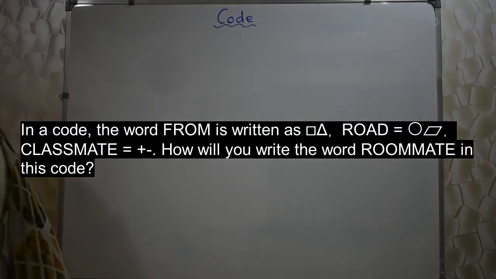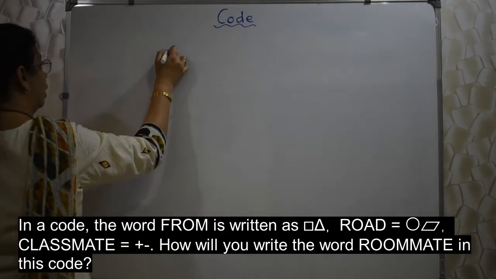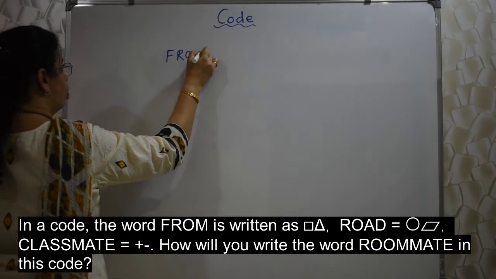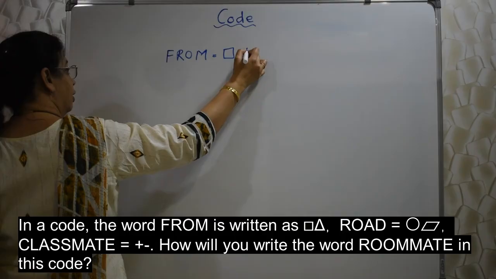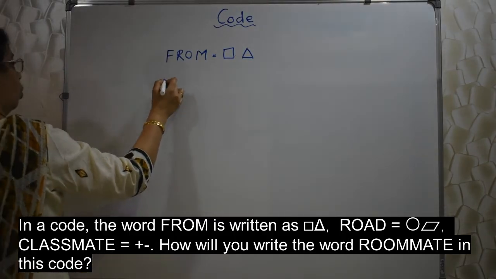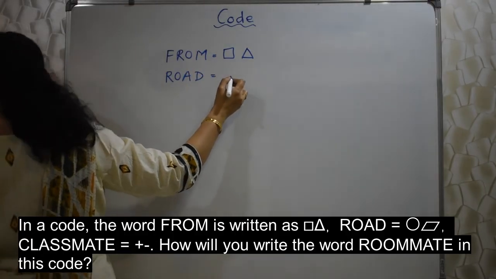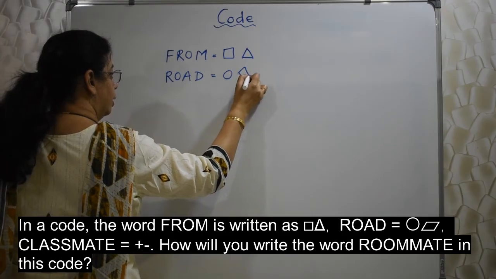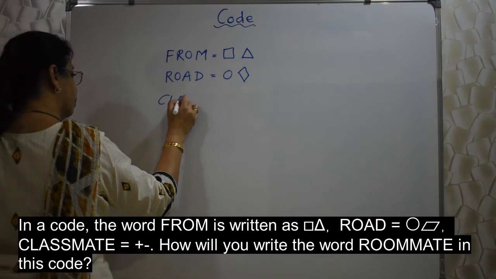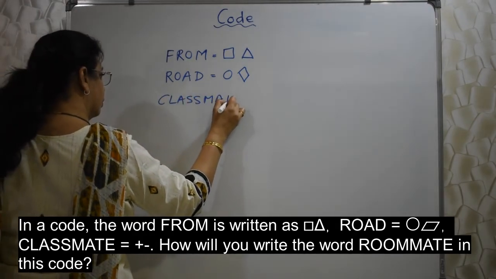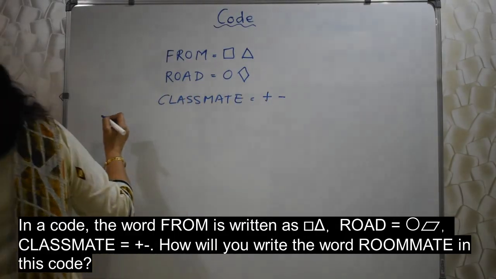Let's go ahead. Here you need to read the question from your screen on your own. Now I am writing what they have given us. FROM is box and triangle. Then ROAD is equal to circle and diamond. Classmate is equal to plus and minus.